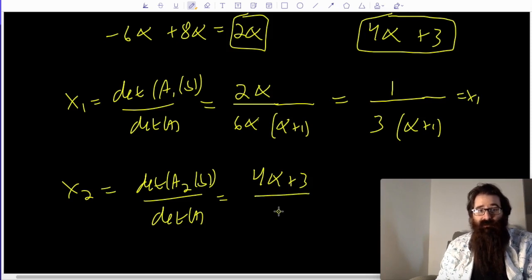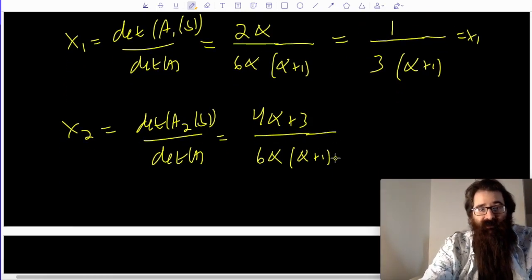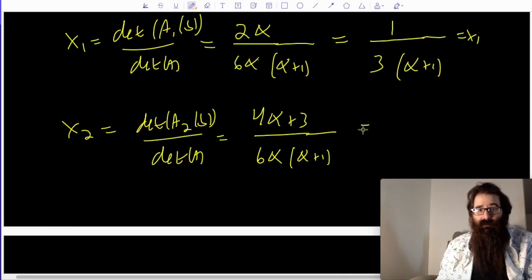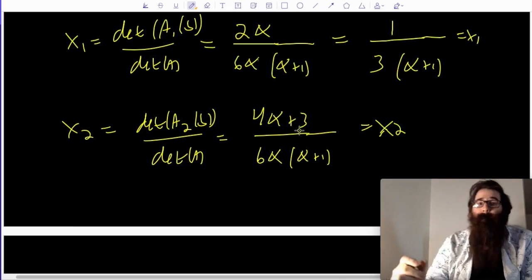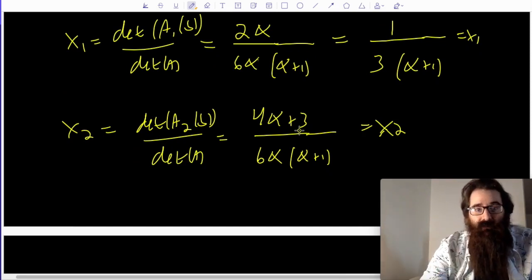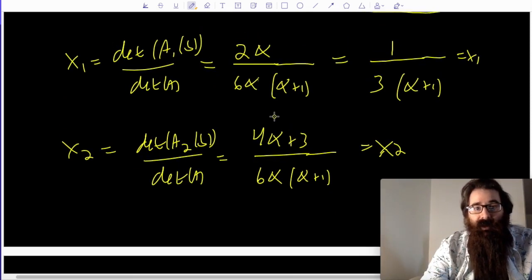Divided by determinant of A was 6 alpha times parentheses alpha plus 1. And this isn't going to reduce, unfortunately, right? Not unless I know some more information about what we have for alpha. But there is a consideration I want to make sure that I'm clear about. We said we'd talk about it.